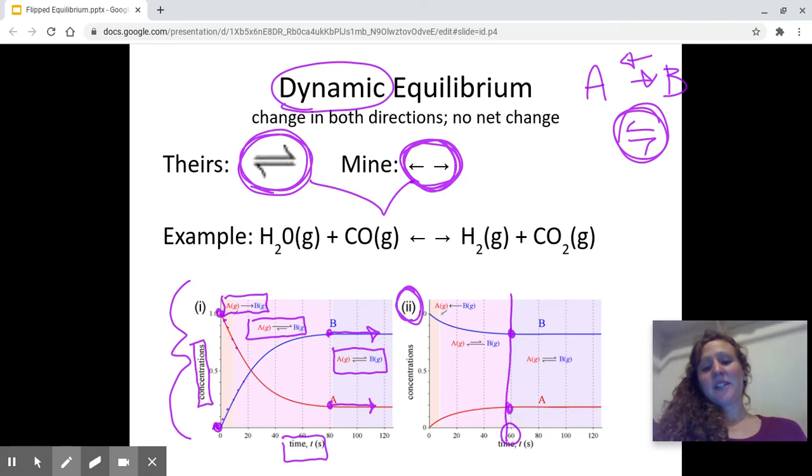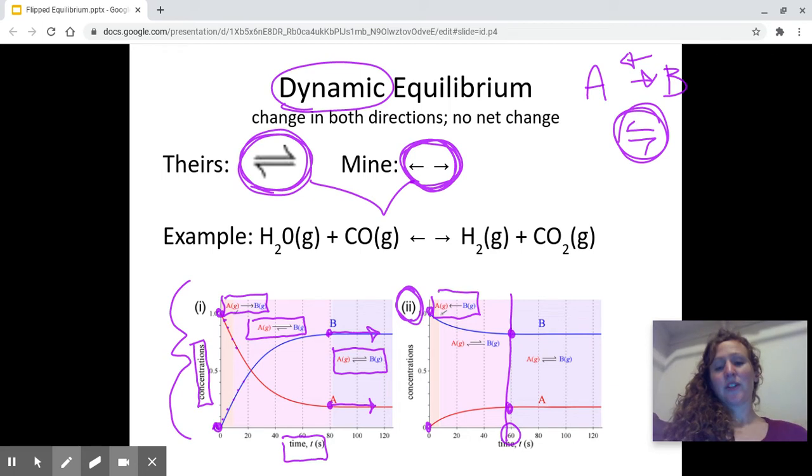All right, difference number one. Notice we start with B, all B and no A. We're starting with the reverse reaction, right? So notice here we have all reverse reaction and no forward reaction. It builds up until they're equal.